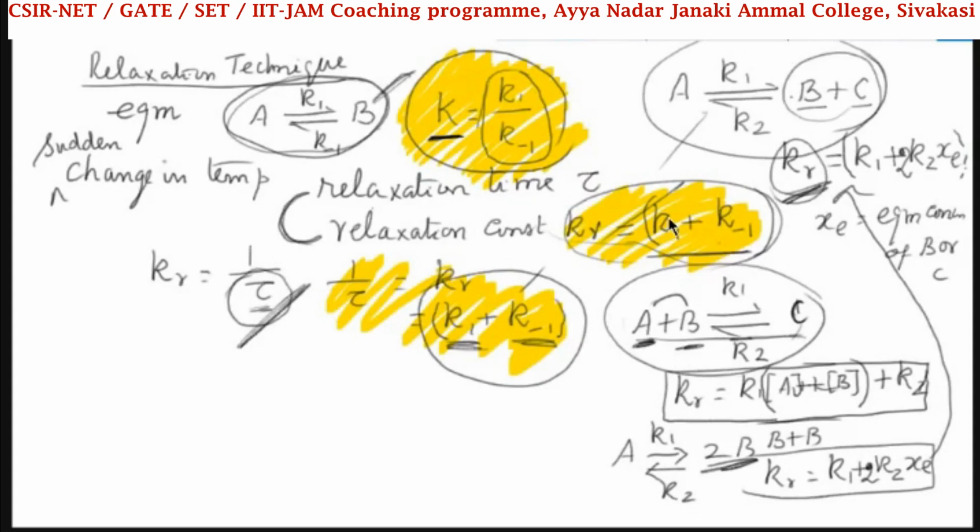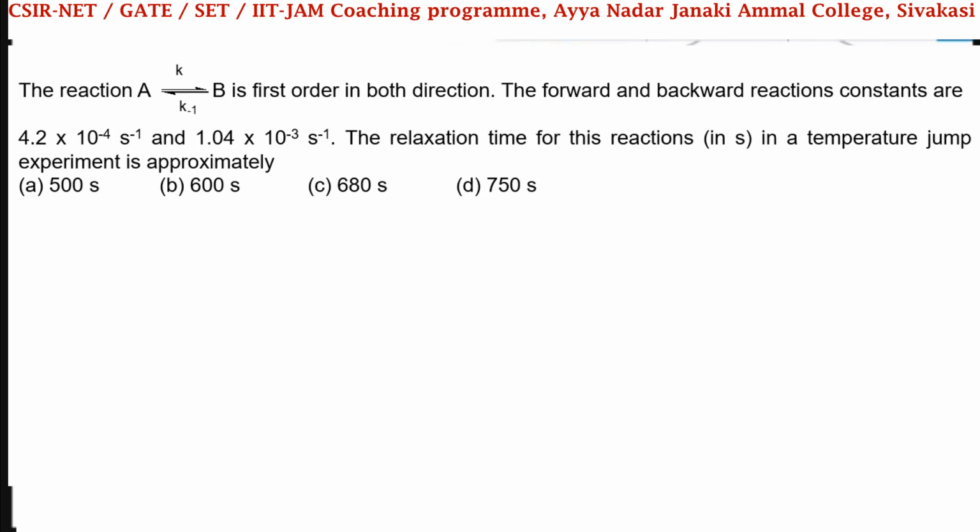Take down the problem asked in the year 2016. The reaction A reversible to B, K1 for the forward reaction and K inverse for the backward reaction, is first order in both directions. The forward and the backward rate constants are 4.2 into 10 power minus 4 per second. Why is the unit per second given? Because the forward and backward reactions are first order. And the rate constant for the backward reaction is 1.04 into 10 power minus 3 per second.